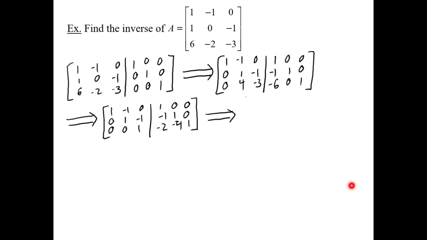Okay, continuing with my row operations, now I need zeros above all my pivots. So actually the first row is still fine.